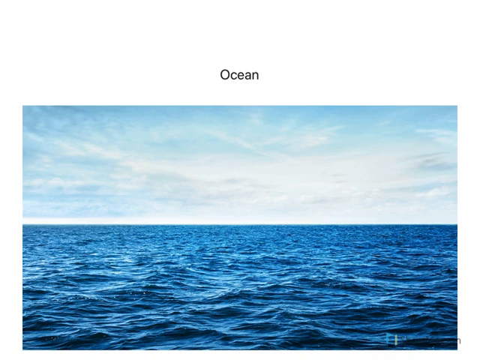O is for ocean. An ocean is a huge body of salt water that covers about 71% of the Earth's surface. An ocean is very, very large. O is for ocean.